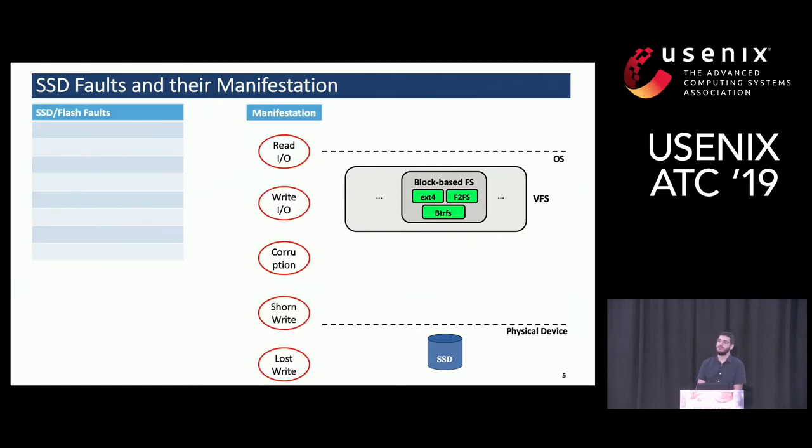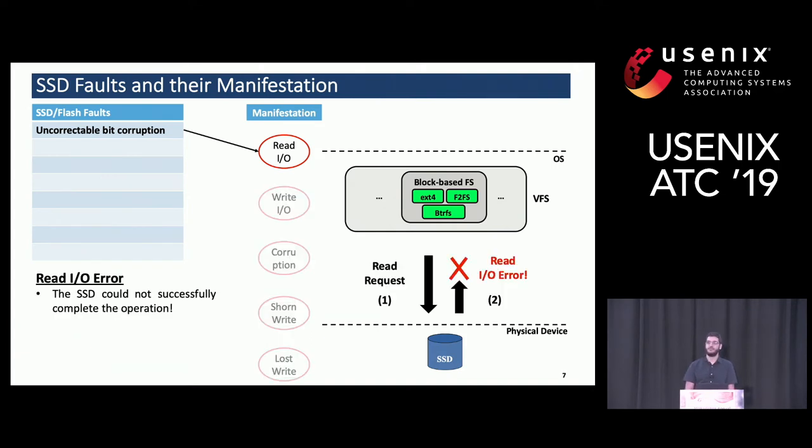So we begin our study by considering all the different faults that can take place within an SSD and map each fault to the corresponding manifestation at the file system level. For instance, while reading a block, an SSD may encounter an uncorrectable bit corruption, which will result in a read I/O error at the file system layer since the corresponding data is no longer available.